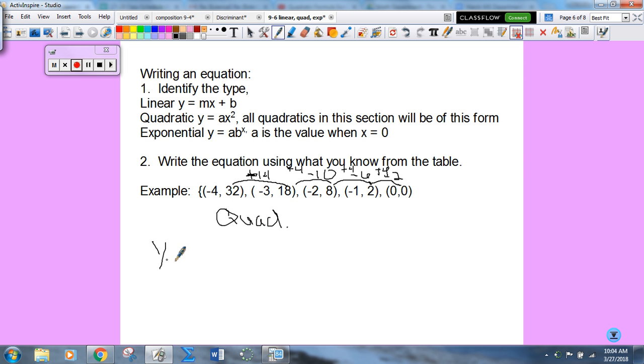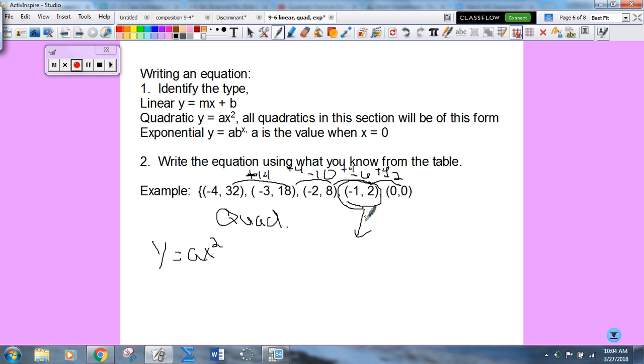So I know that it's going to look like y equals ax squared. How do I find a? I'm going to choose one of these points. Which point makes you happy? 0, 0 looks really easy, but that's not going to help me find a. So I can choose any of the others. I'm going to choose this one.